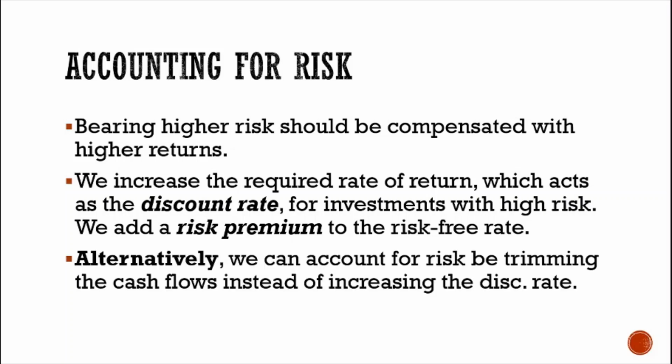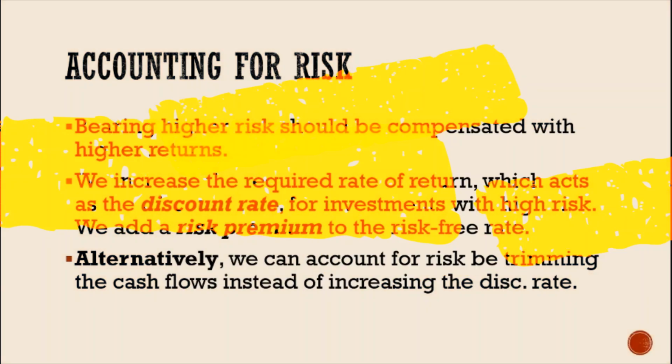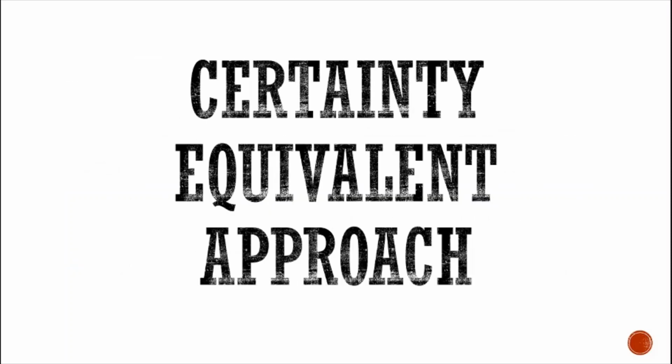Or alternatively, we can account for risk by trimming the cash flows instead of increasing the discount rate. These two will have the effect of decreasing the value of the asset. We call the latter the certainty equivalent approach. How are we going to do this? Let us compare the two approaches.